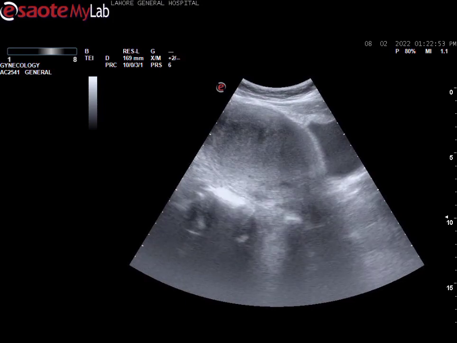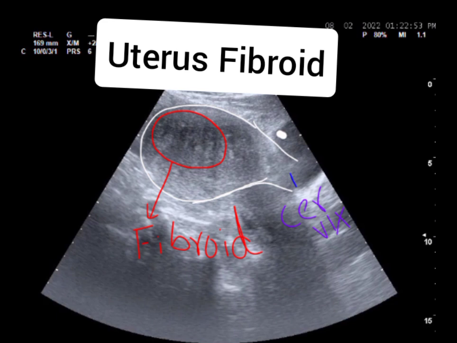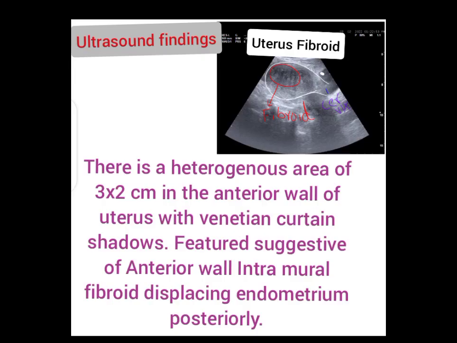So whenever you see a Venetian artifact, think about two findings. Either it's a fibroid or it's adenomyosis. So I have marked the fibroid for you with the red arrow and the normal uterus with white and cervix.